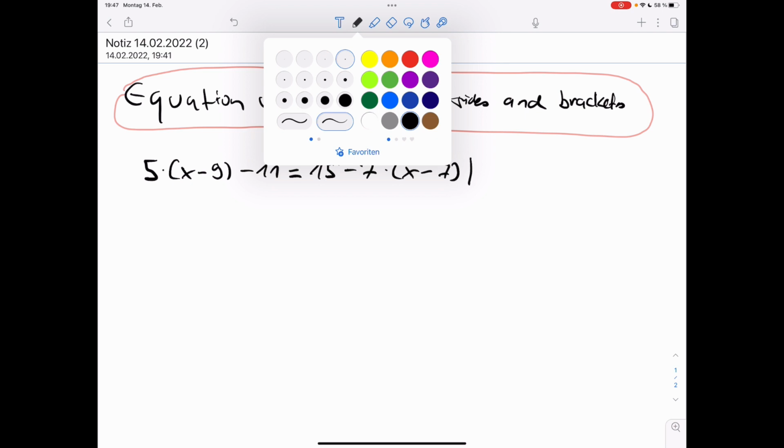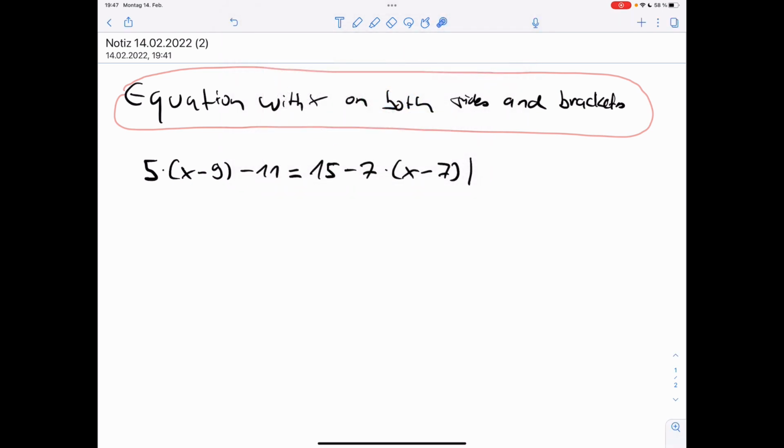First, when you have brackets, you have to get the brackets away, and we do that in the following way. So let's first get the brackets away. What we are doing here is we multiply the number with every summand in the bracket. So 5 with x and 5 with minus 9.